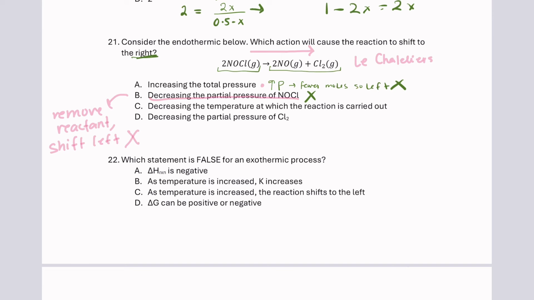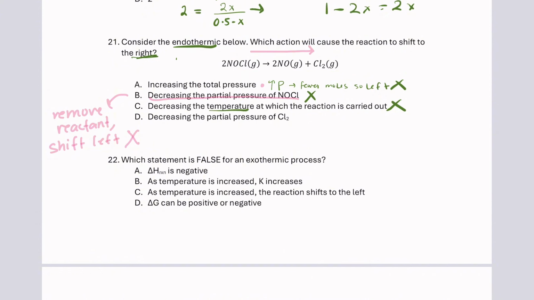C says decreasing the temperature at which the reaction is carried out. We're told the reaction is endothermic, so heat can be thought of as a reactant. Lowering the temperature would favor the reverse direction. That means the reaction shifts left, not right.